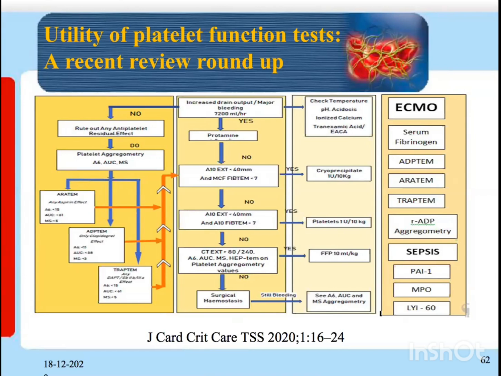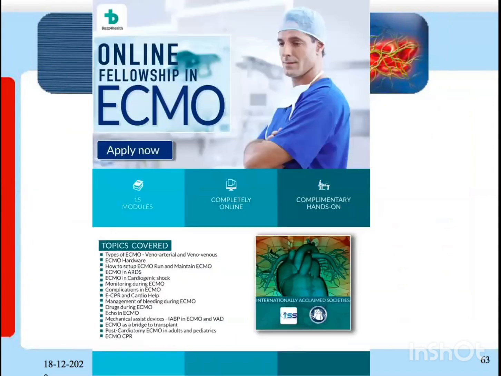So CT EXTEM is what we look at. A10 EXTEM is what we look at. A10 FIBTEM is what we look at. And surgical hemostasis is always looked at all the time. So we see the areas and we see how the areas are working.